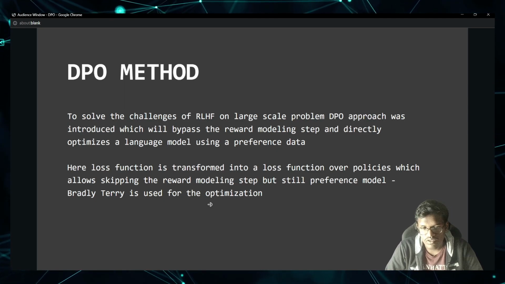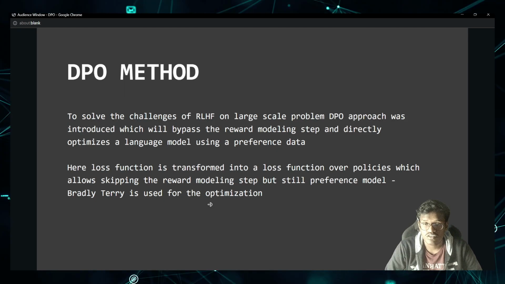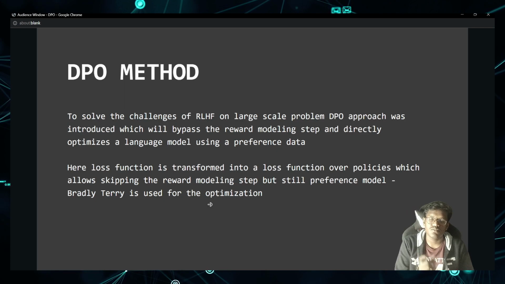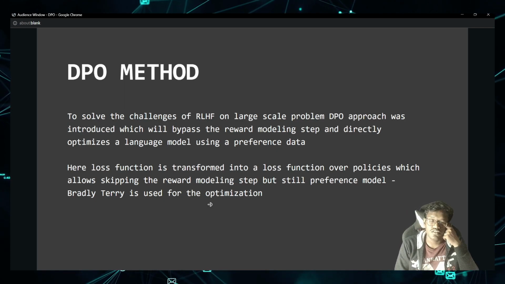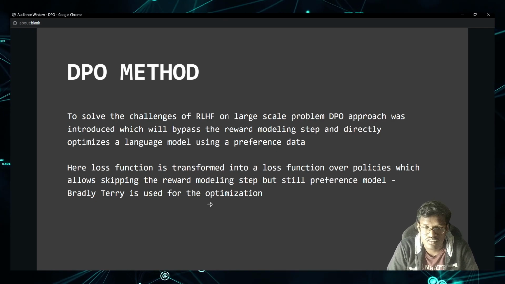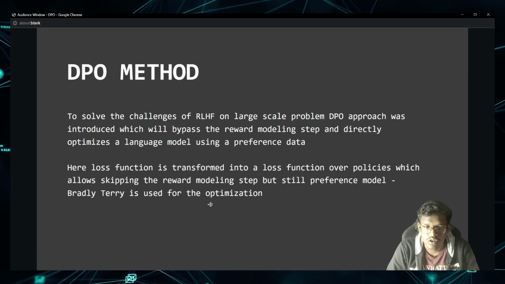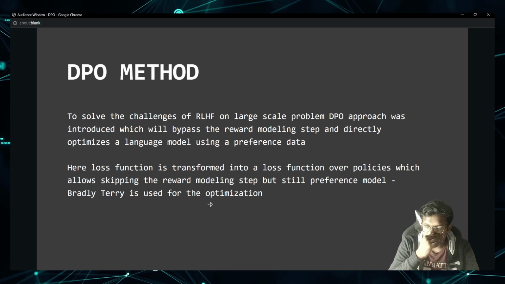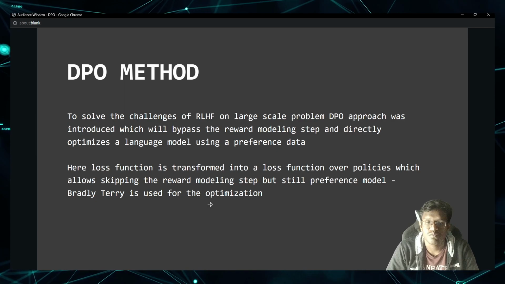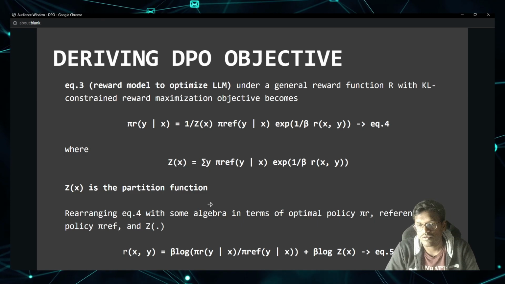Okay. So here we'll have a loss function. It will be transformed into a loss function over policies. Like I said, we'll be finding a mapping, right? I told you, we'll be finding a mapping between optimal policies and reward functions. So what will happen is, the loss function over policies itself will help you bypass this reward modeling step, and that will itself reward you. Okay. But still, we'll need a theoretical preference model, like I said, for which we'll be using the Bradley-Terry model for the optimization. Now, first we'll start with deriving the DPO objective.